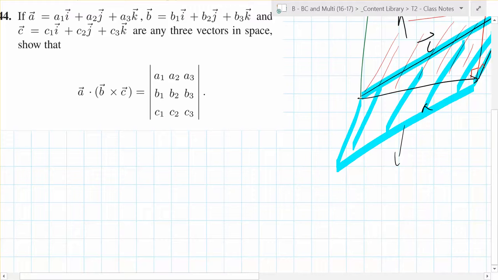Which side do you want to work on? The left-hand side or the right-hand side? You want to work on the left-hand side? Okay, so Andy, if we work on the left-hand side, what do we need to do first? Yeah, do B cross C first.